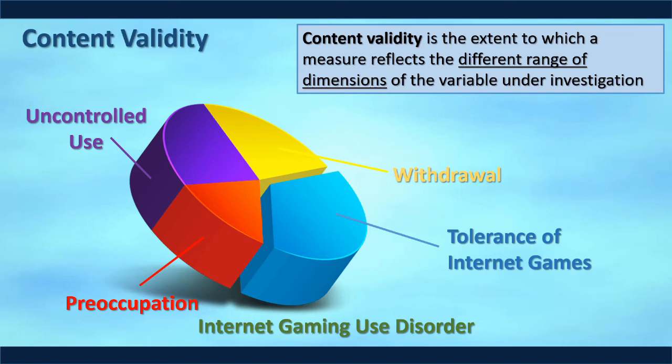For example, it has an uncontrolled use dimension, which evaluates how much a person feels they have lost control over their internet gaming. It also has a withdrawal dimension, where people feel noxious psychological states when they're forced to be away from internet gaming. The point I'm making here is that a measure of internet gaming disorder would have at least a couple of items for each component listed. If it's missing, for instance, items that tap the preoccupation dimension, the content validity of the measure would be compromised.